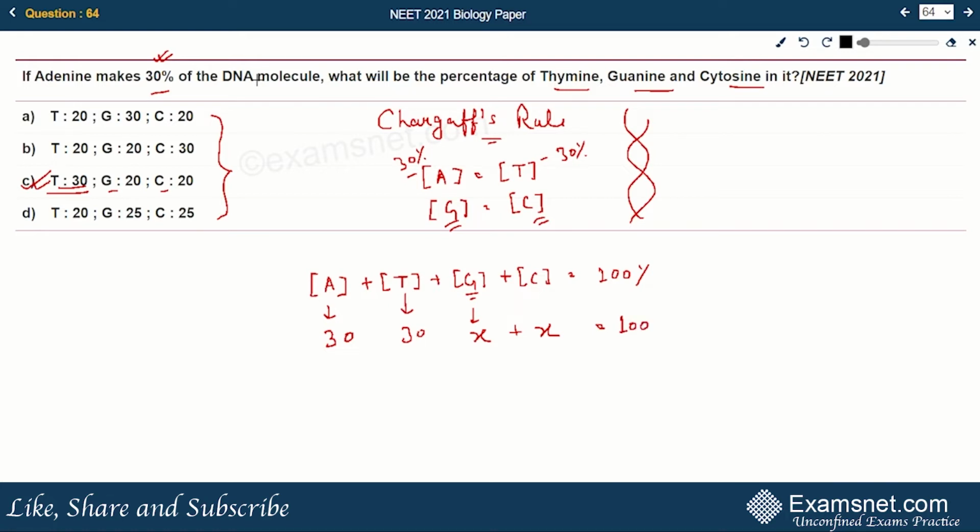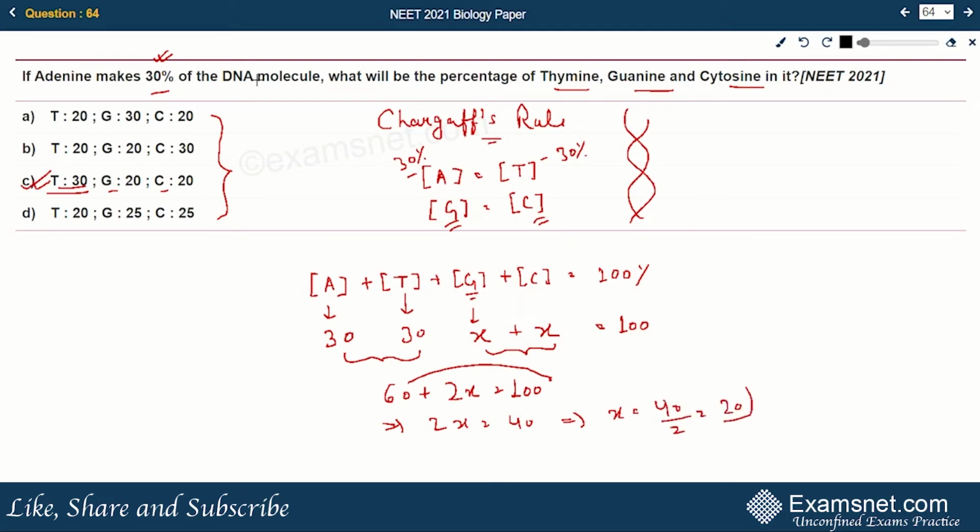Will be equal to 100. Now 30 plus 30 is 60, and X plus X is 2X equals 100. 2X will be equal to 100 minus 60, that is 40. Okay, then what will be the amount of X? It will be 40 divided by 2, or 20. That means the amount of guanine will be 20%, and therefore the amount of cytosine will also be equal to 20%. Okay, I hope you understood this.